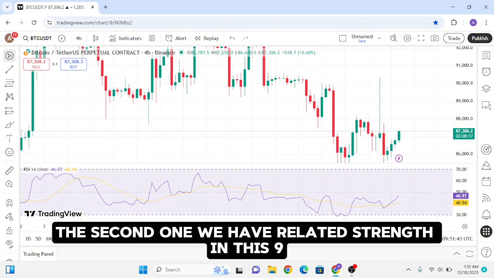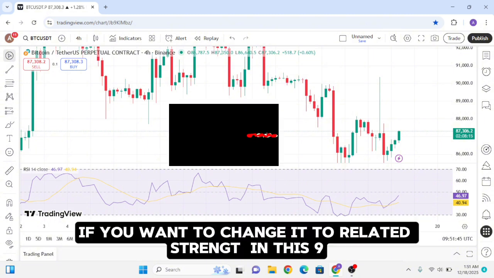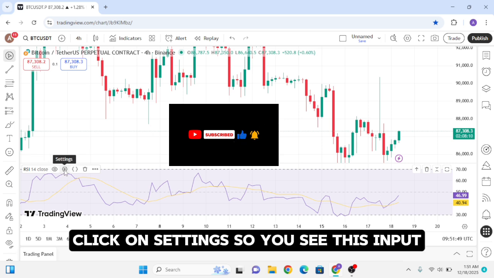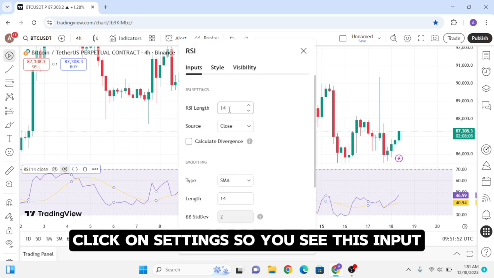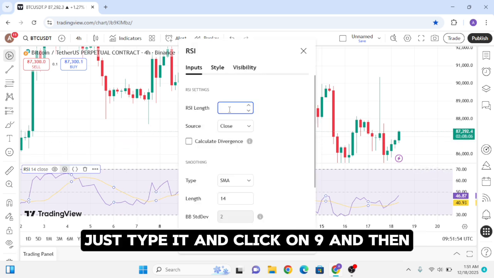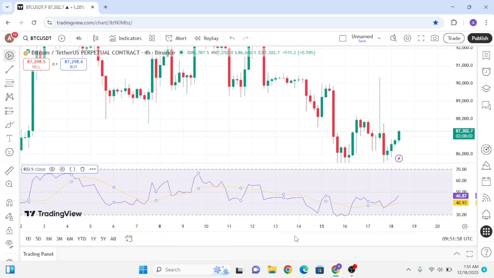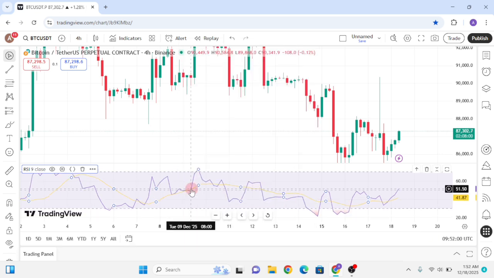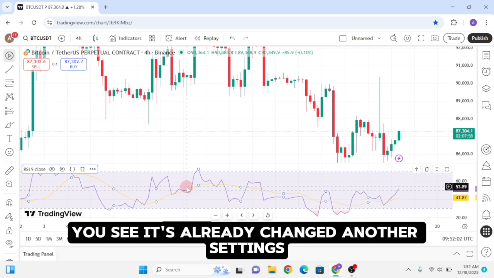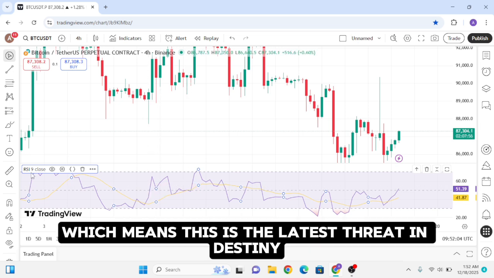The second one is Relative Strength Index 9. If you want to change it to Relative Strength Index 9, just come to this place and click on settings. You see this input, just type 9 and then click okay. You will see it change the settings. You see it's already changed, which means this is Relative Strength Index 9.